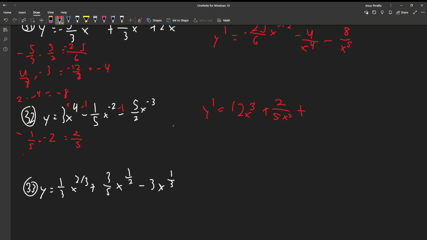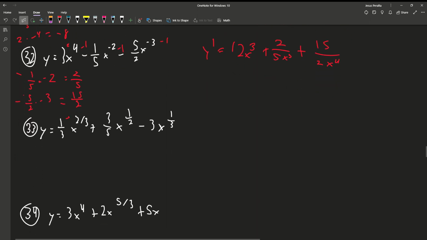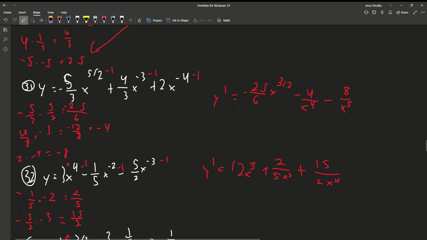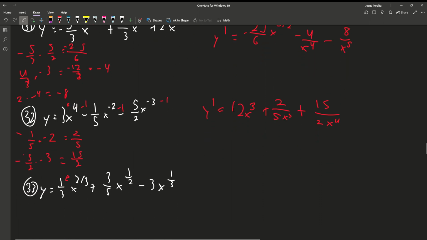And then negative 5 over 2 times negative 3. Same thing as negative 15 over 2. So then that's positive. Negative times the negative, 15 over 2. Subtract 1 from the top. X to the power of 4. Multiply that. Oh, let me check my answer. 32. Let me check my other answer. Yeah. 32. Yep, it should be like that.